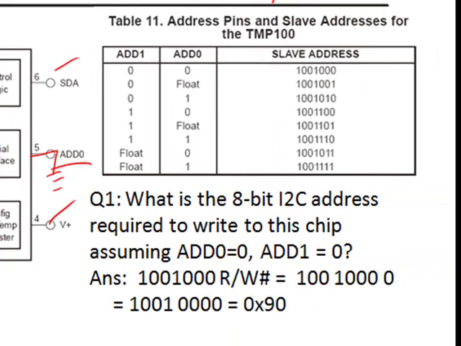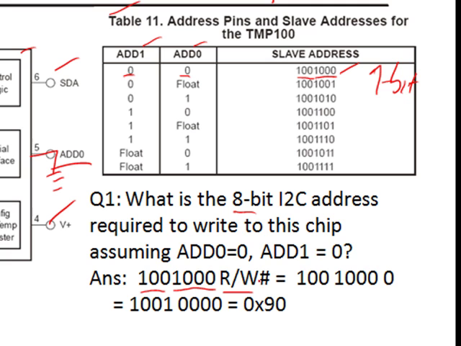Then looking in the datasheet, we find this table right here that gives us the slave addresses for this device, assuming different values for these 2 external pins, ADD1 and ADD0. If we assume that these are tied to 0, then we have both of these lines as 0, and the 7-bit slave address would be 1001000. Now at this point we would ask, what is the 8-bit I2C address required to write to this chip for this configuration? Well, the 8-bit address is going to be, the upper 7 bits will be this slave address followed by the read-write bit.